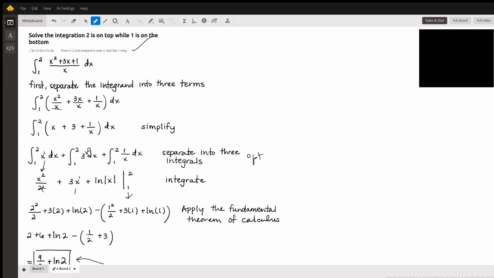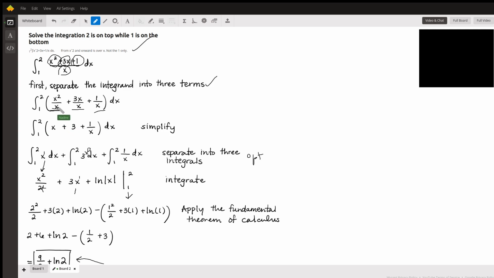But we have this integral here, and the first thing that I do is I separated it into three terms. So I take the first term from the numerator and divide it by the denominator of x to give me this x squared over x. Then the second term in the numerator, which is 3x, that goes over x. And then the last term in the numerator, which is 1, also goes over x. Everything stays over x because x was the denominator of all of them.